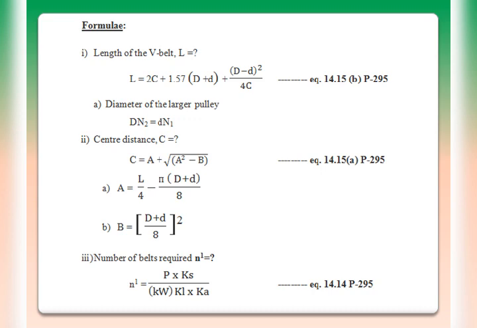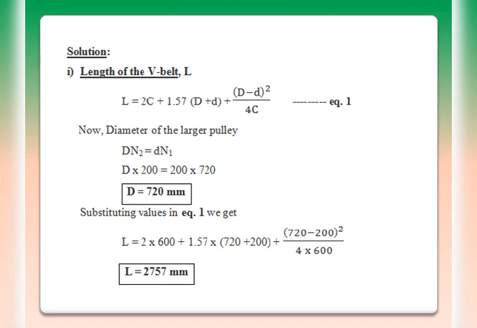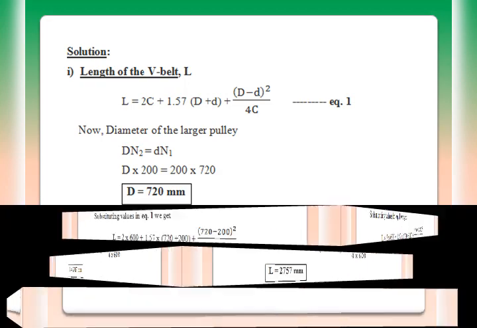Soon after listing out the given data and formulae, now we'll move on to the solution. The first unknown, length of the V-belt L. So for this equation, we know capital L is equal to 2 into C plus 1.57 into capital D plus small d plus capital D minus small d whole square divided by 4C.